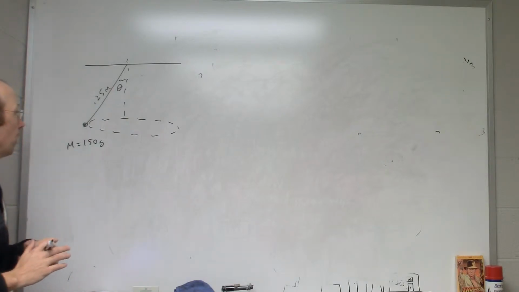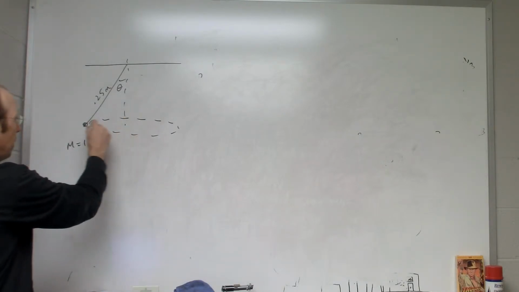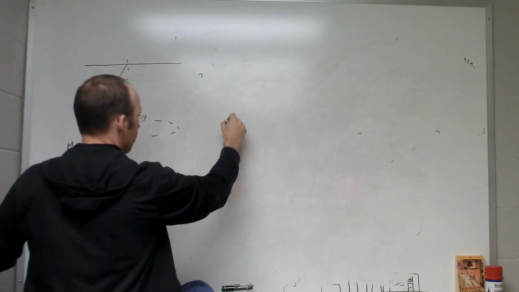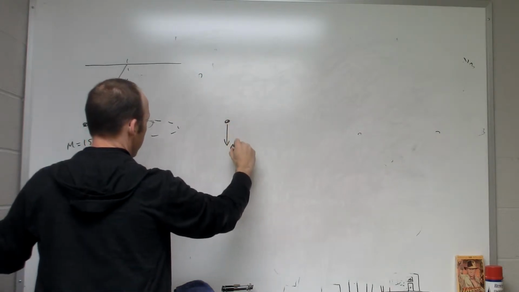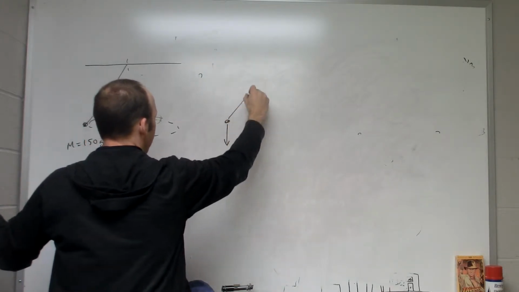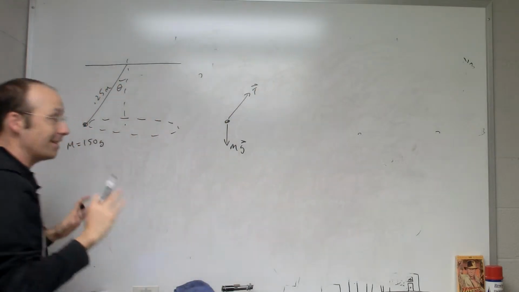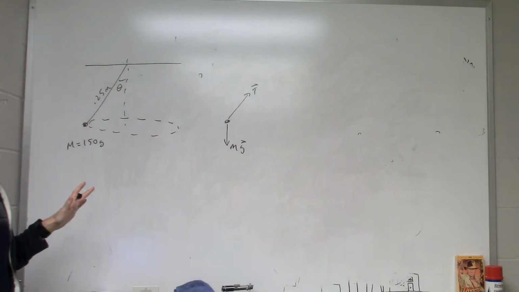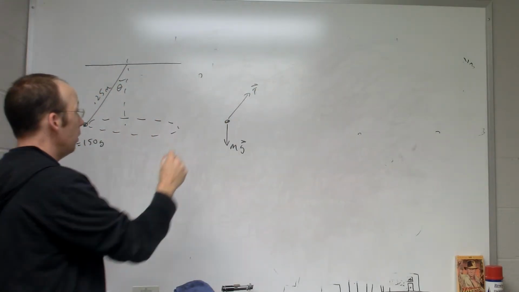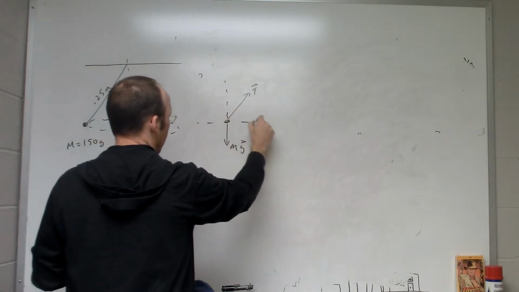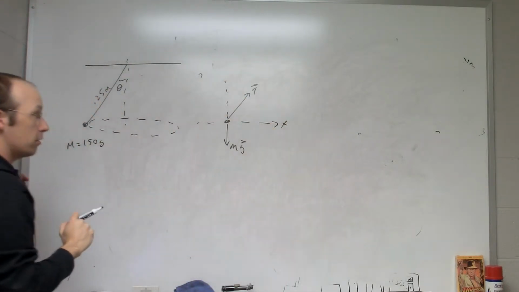So let's just start with a free body diagram for the pig right here. So here's the pig. I have the gravitational force, I have the tension in the string, and that's it. I don't have anything else. Okay. But I do know that if this is my x direction, I know the change in momentum in the x direction.